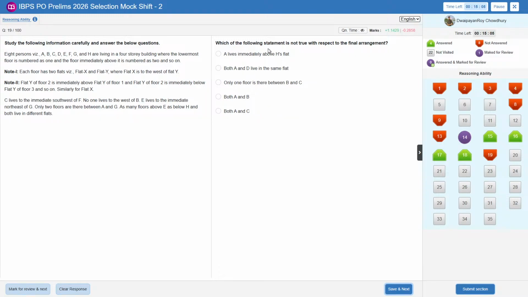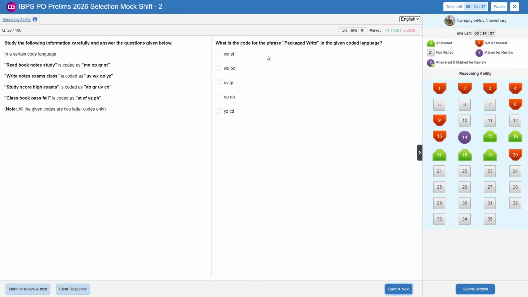Which of the following is not true? A lives above H, so this is true. Both A and D in the same flat, yes. Only one floor between B and C, this is also true. A lives immediately above, no, so this is not true. A and D in the same flat, this is true. Only one floor between B and C, this is also true. Okay, so code, we'll do it later.